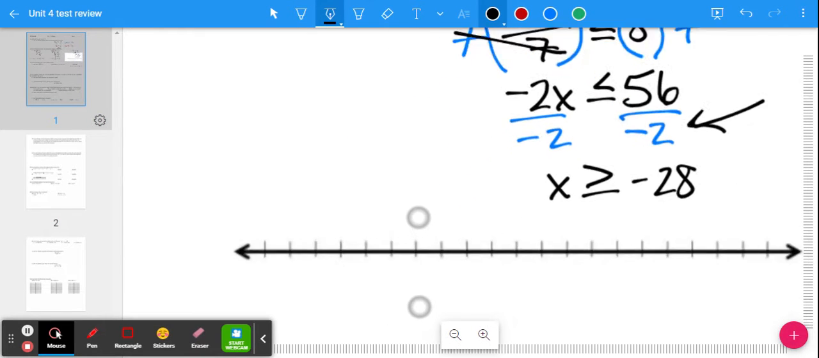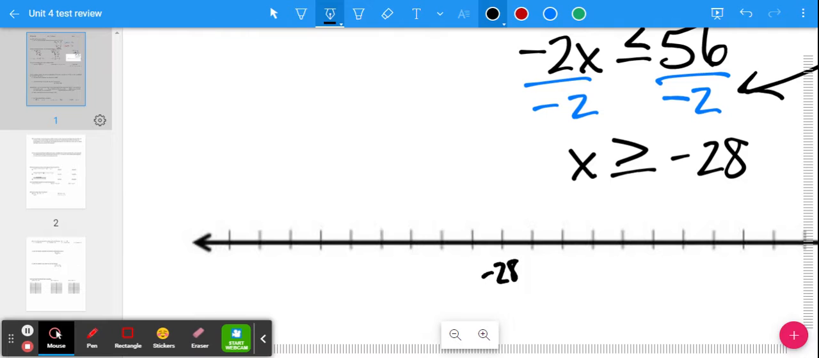So down here, we're going to put our negative 28, negative 30, and then over here I'll put negative 25. Because it's an or equal to, it's going to be a closed dot because negative 28 is in your set of solutions, and x is greater than or equal to, so our arrow is going to go to the right where the x values are larger.